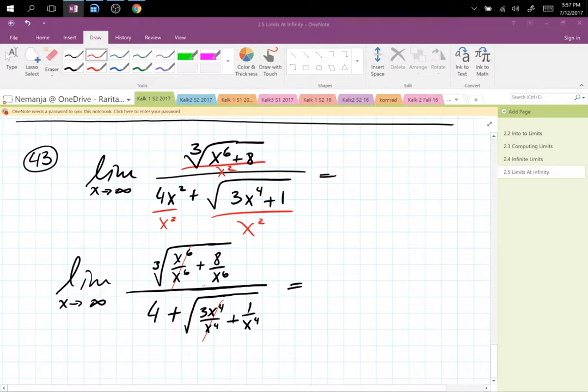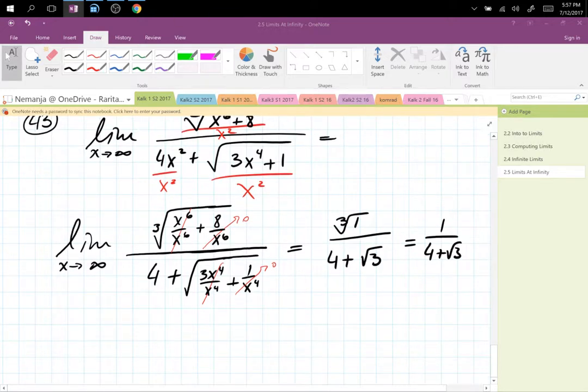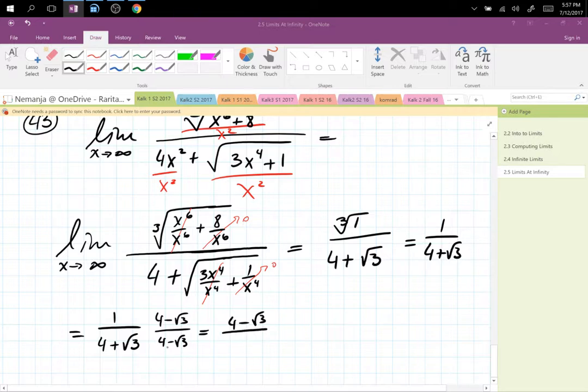These guys will cancel and these guys will go to 0. So what I have is cube root of 1 divided by 4 plus square root of 3. The answer is 1 over 4 plus root 3. And then we should rationalize this because there is a square root of 3 in the denominator. So 1 over 4 plus root 3 times 4 minus root 3 over 4 minus root 3. So it's 4 minus root 3 divided by 16 minus 3, 13. And there it is. Now you can get the decimal for this, but no one cares. That's the answer.